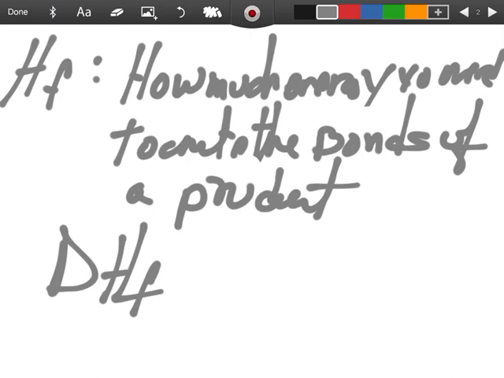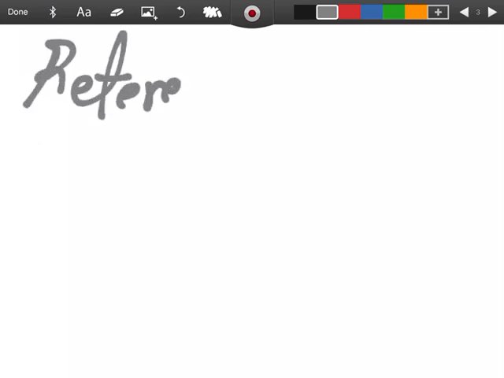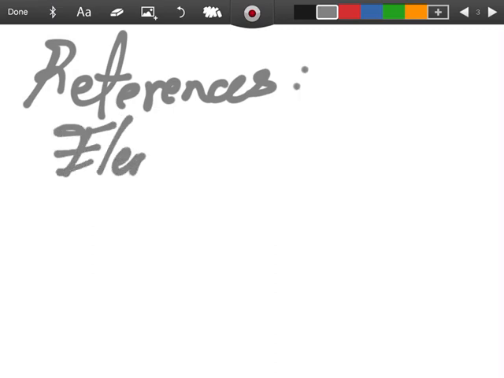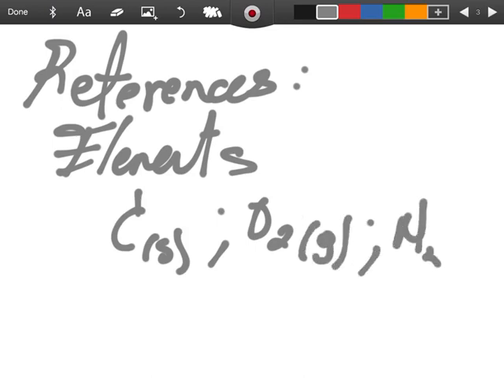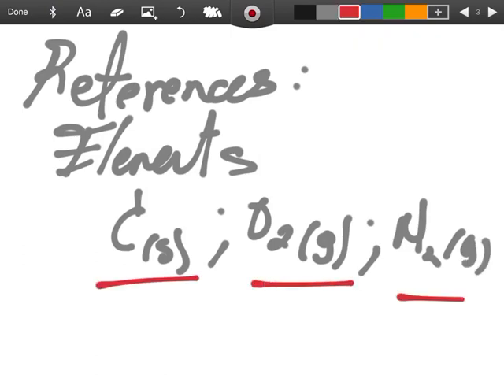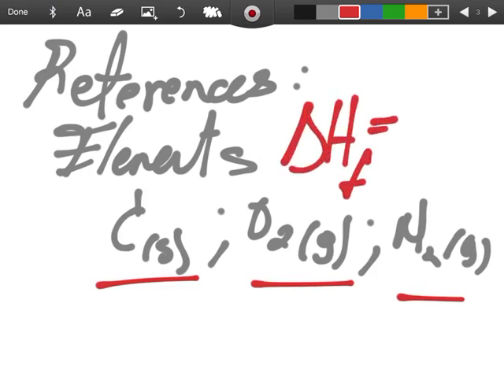Very well. Now let's set some standards, or some specific references. And let's talk about the elements. For example, carbon in its elemental state, which is a solid. Or oxygen, which in the elemental state is a gas, or nitrogen also, for which the elemental state is also a gas. Well, in all of these cases, the change of Hf is always going to be 0.